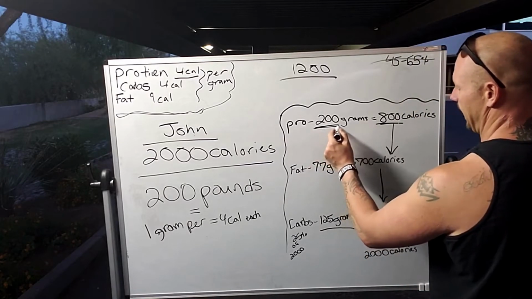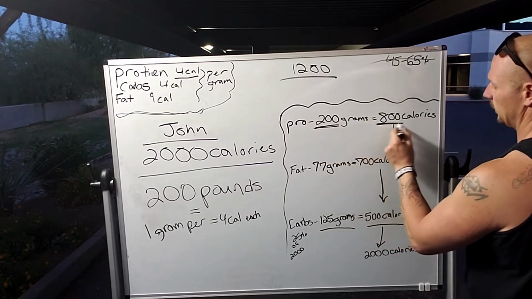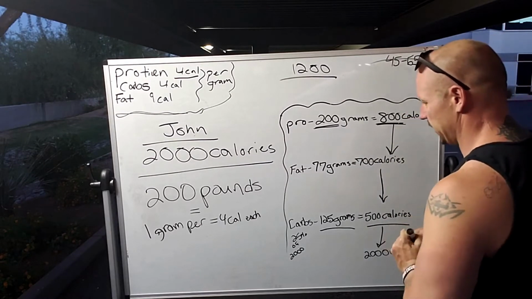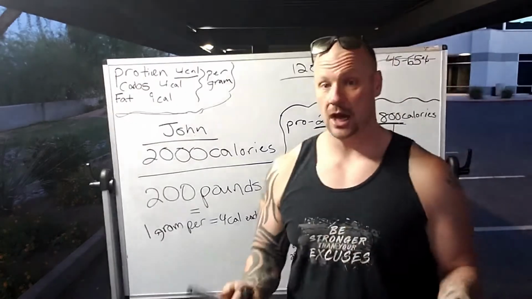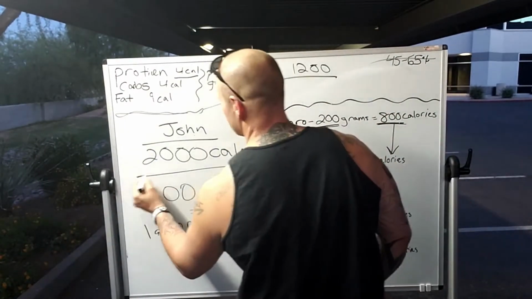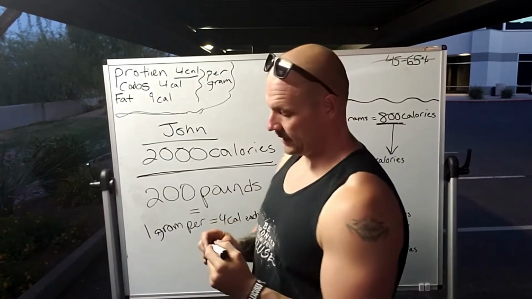Plus your 200 grams of protein equals 800. 800 and 500 is 1,300. That means I have 700 calories left to equal my deficit of 2,000 calories.